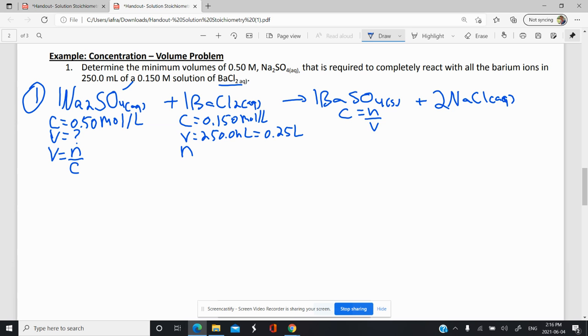We could say the moles of the barium chloride, so this will be our step 2 here, moles of barium chloride is going to be equal to C times V, which is 0.150 moles per liter multiplied by 0.25 liters. So 0.150 multiplied by 0.25, and I get about 0.0375 moles.